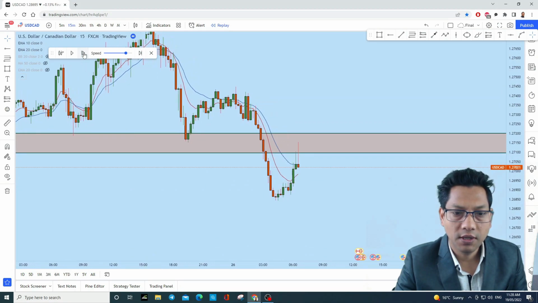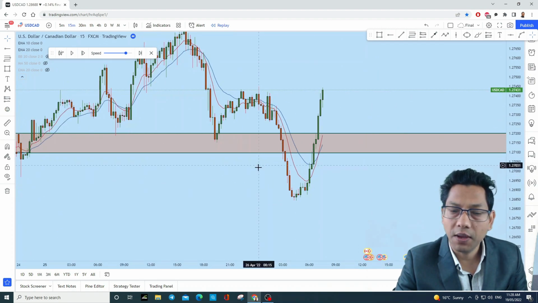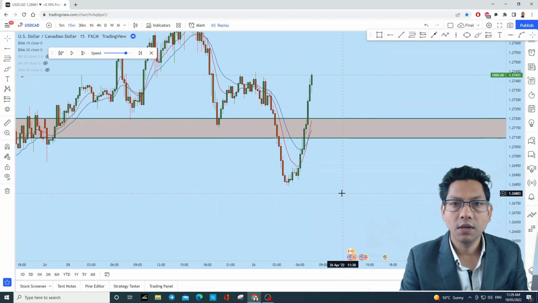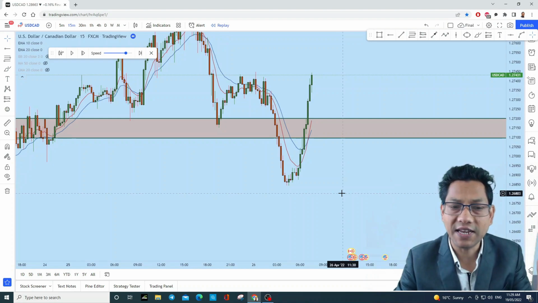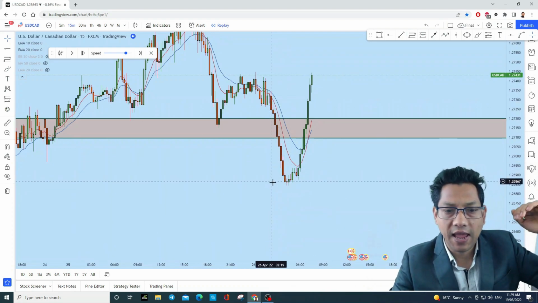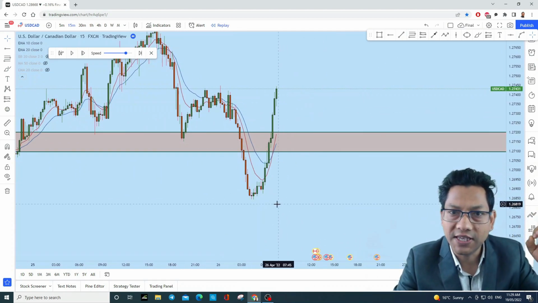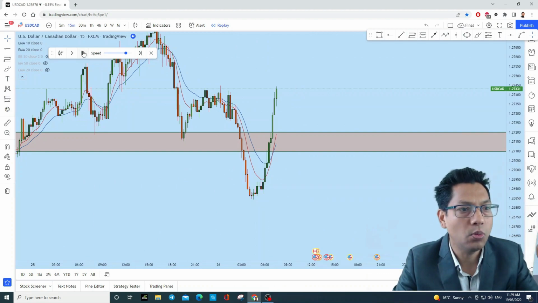You saw now the price has a strong rejection from this gap level. Once you have seen that, the price penetrated this gap level and then broke above, creating a false breakout of this gap level. Okay, now let's see what's happening.